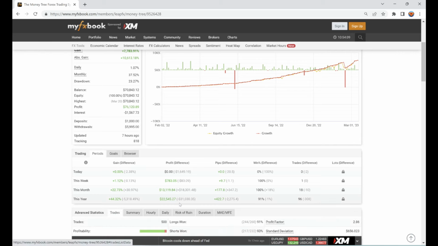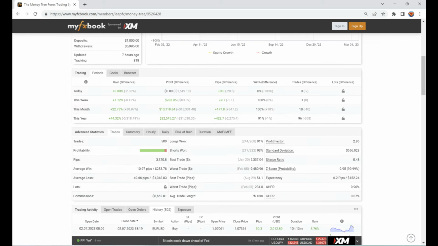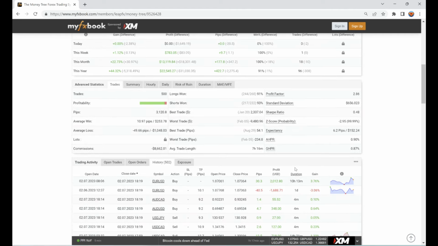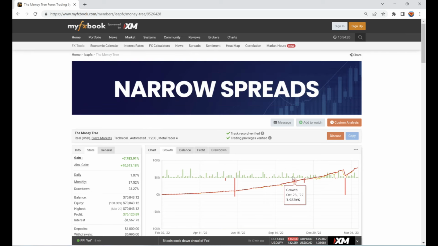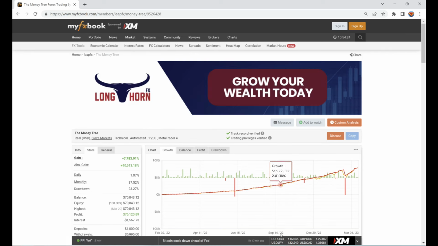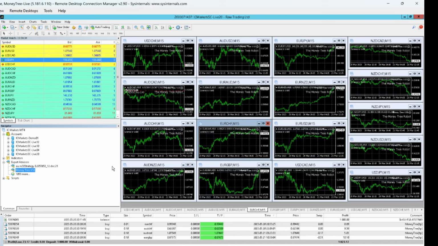Overall these stats look very impressive. There's over a 90% win rate, good profit factor. Sometimes the best way is to test this for yourself, which is what I am doing here. I've not heard of Blaze Markets. As you know, I have a preferred broker which I use, and this is it. So we are using IC Markets.